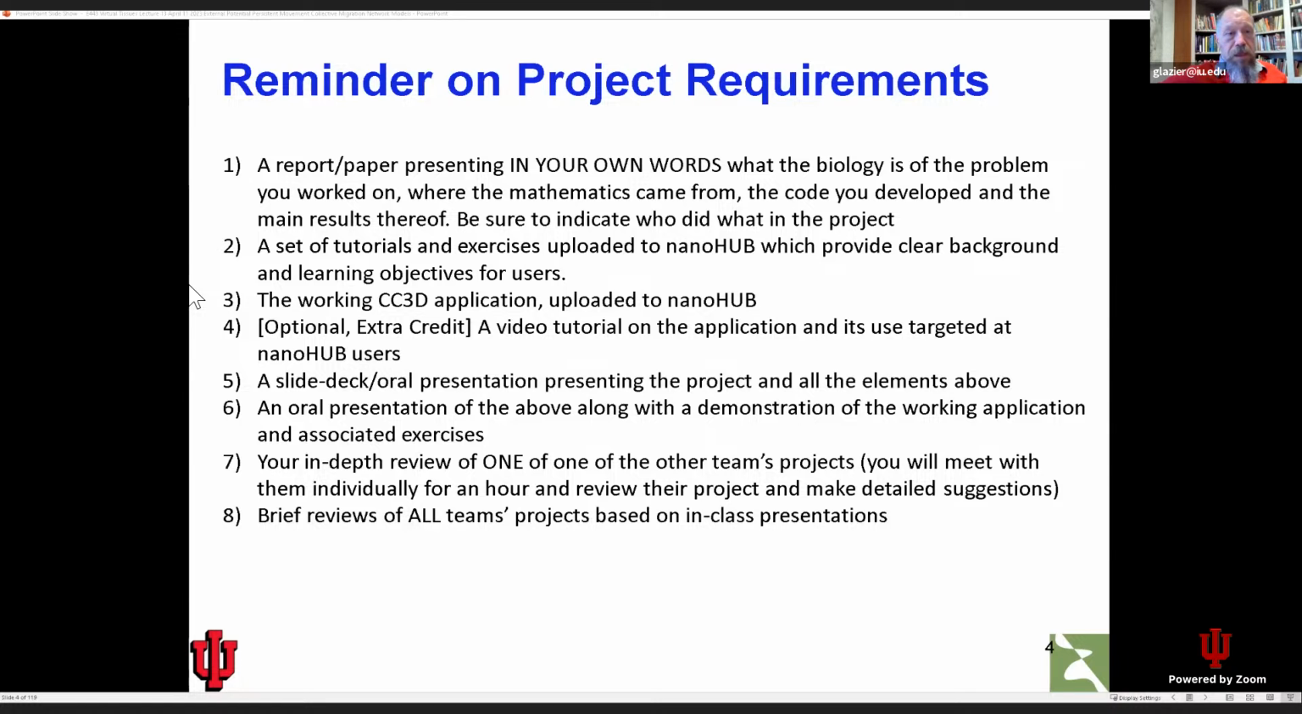Did everybody get the link for the scheduling? I just need a reminder of the team names and composition, and then I will assign pairing up of teams to do the reviews.